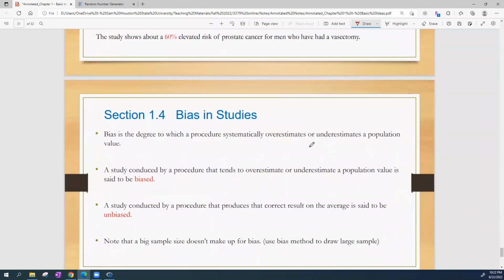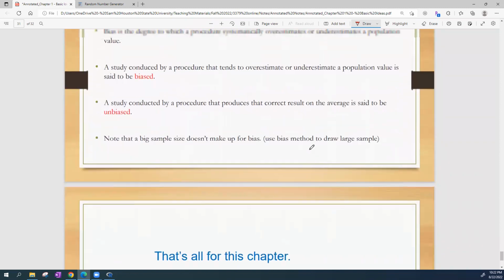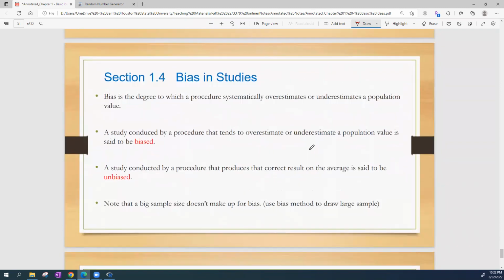Okay, now let's move to section 1.4, the last section for this chapter. Bias in studies. Bias is the degree to which a procedure systematically overestimates or underestimates a population value. A study conducted by a procedure that tends to overestimate or underestimate a population value is said to be biased. A study conducted by a procedure that produces a correct result on average is said to be unbiased.